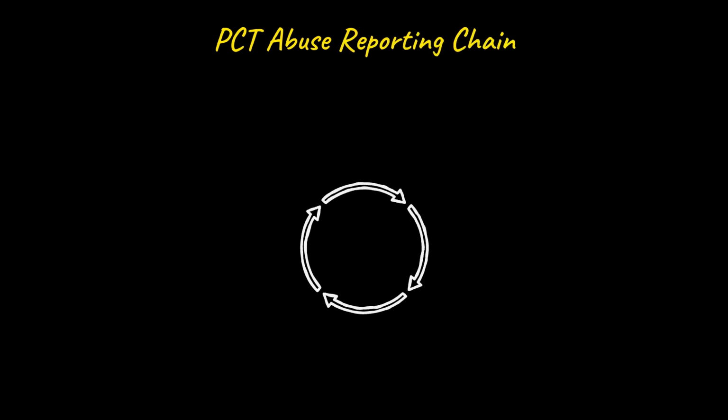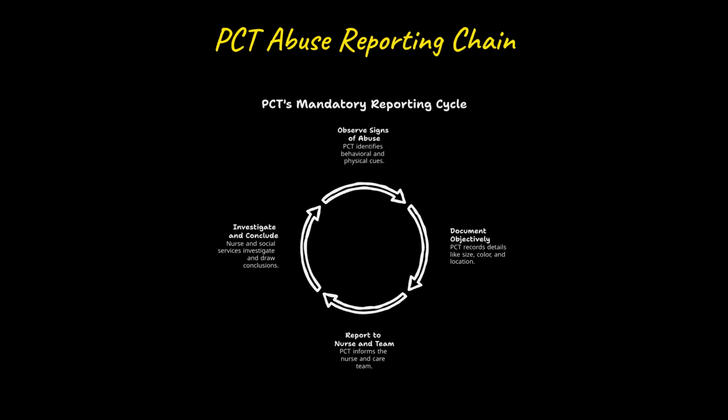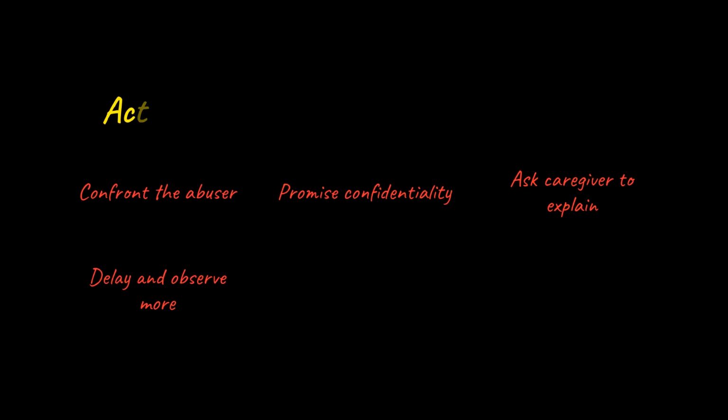The correct response is a 2-part sequence: objective documentation followed by prompt reporting to the nurse and care team. The PCT records size, color, location, and pattern in precise anatomical terms. No interpretation. The nurse and social services draw conclusions. The PCT's role is accurate observation and timely reporting.